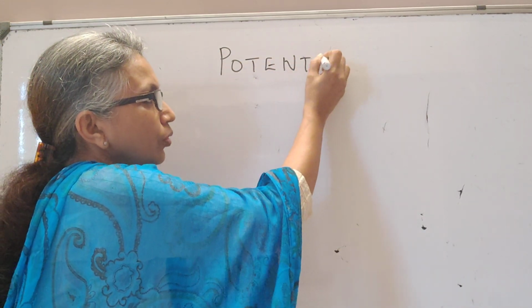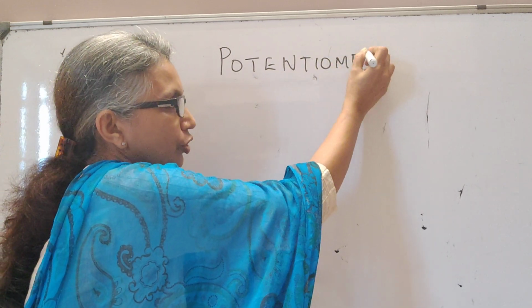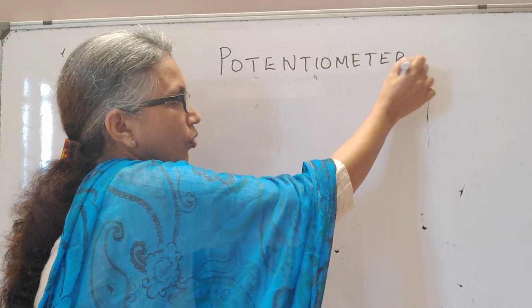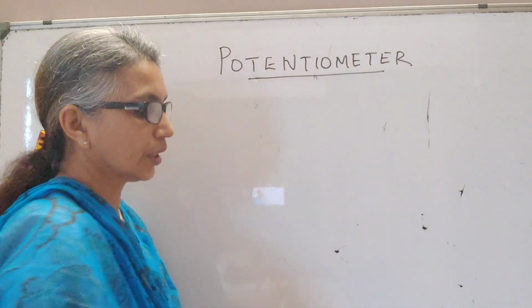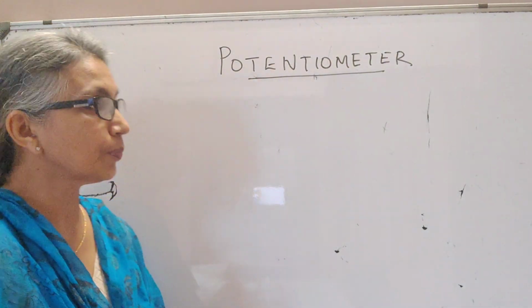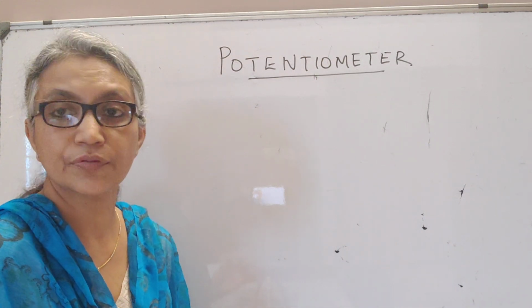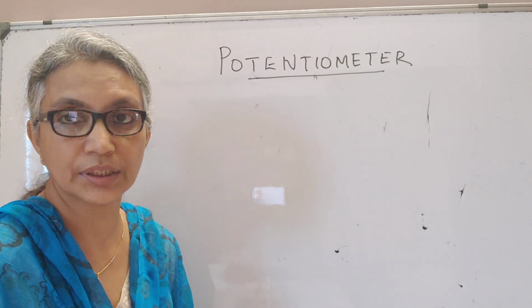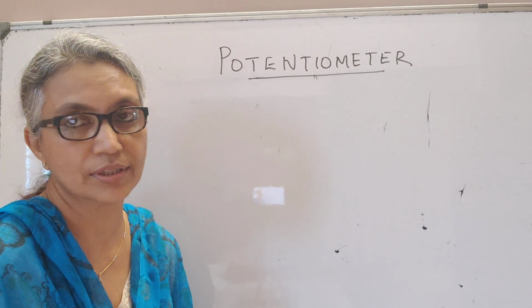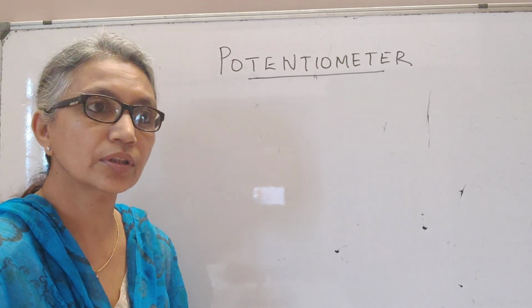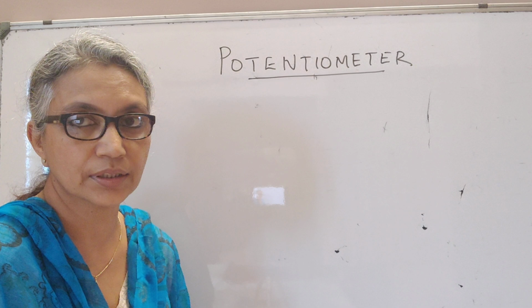You will be doing both the applications that I teach you today in the lab also this year. Okay. Now, this potentiometer basically consists of a long wire made of the same material that we discussed under meter bridge, manganin or constantan. So, you know the reasons why we use this material.